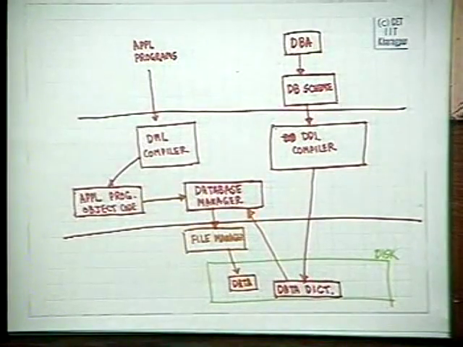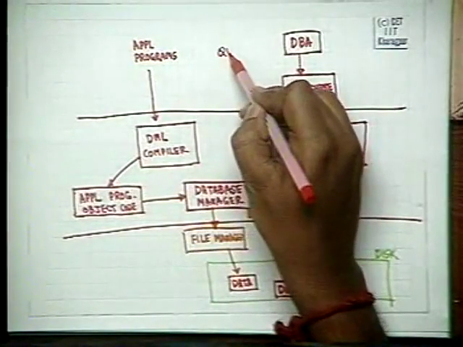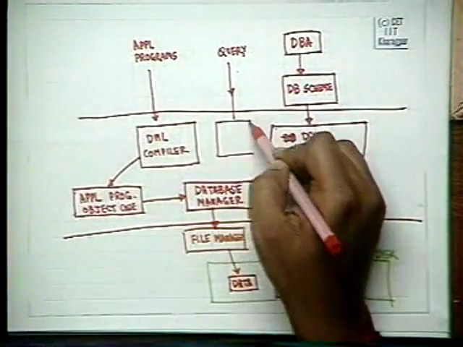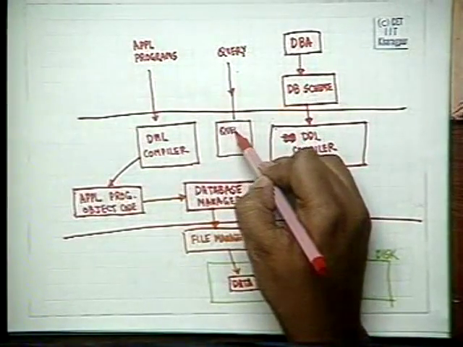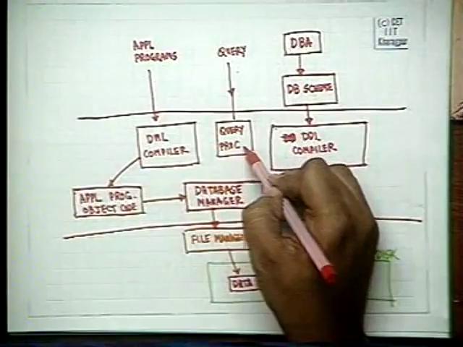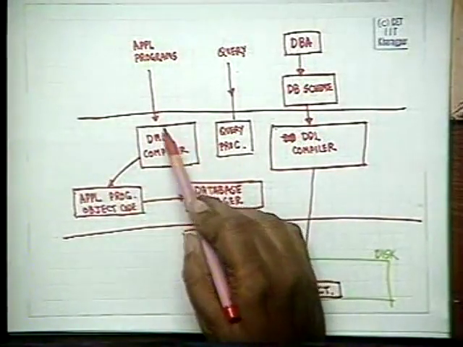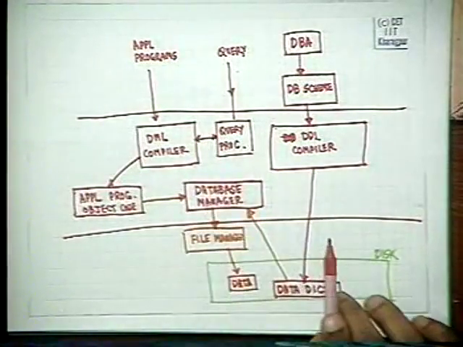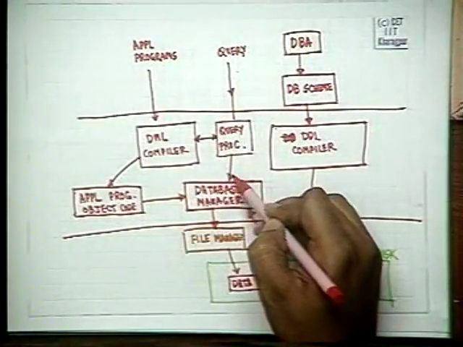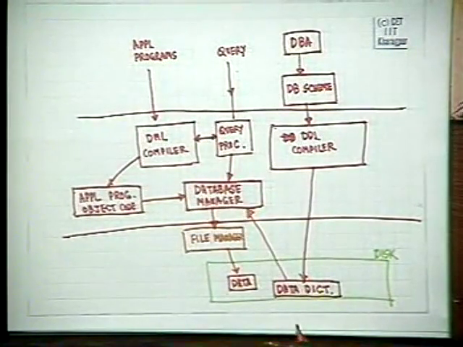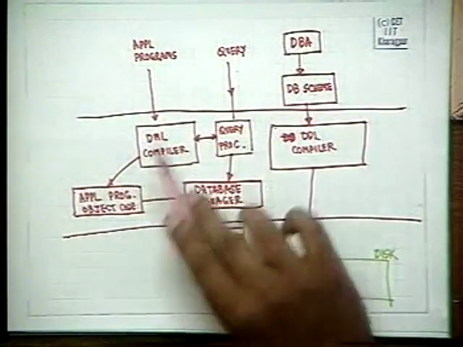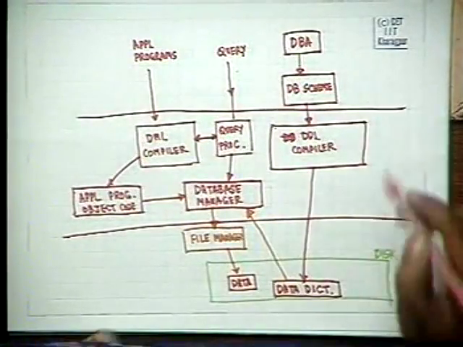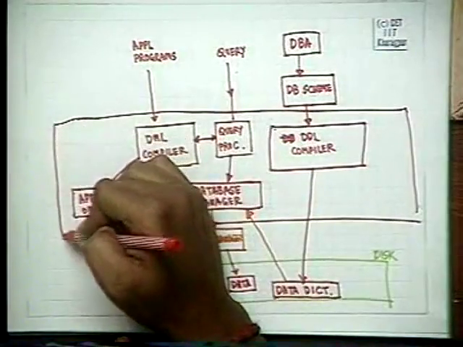Other than this, you can give what are called queries. These queries, as we have seen, are just certain retrieval commands, and these queries will have a query processor. We will slowly see what queries are. And the application program may have embedded queries, so the application program may require the query processor to process the queries, and this will interact directly with the database manager. This is what the core structure of a database looks like, and this is the internal mechanism which we were talking about.